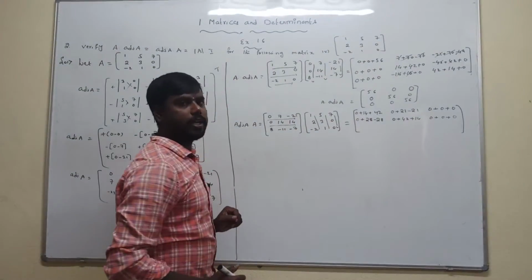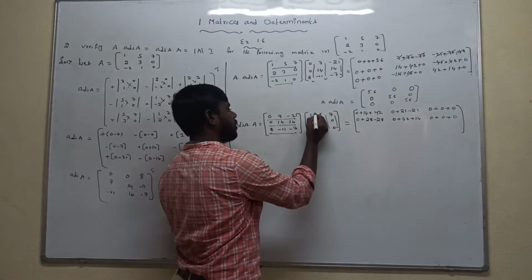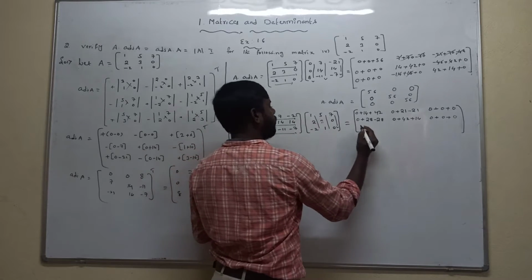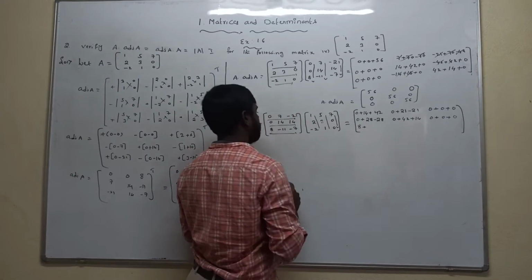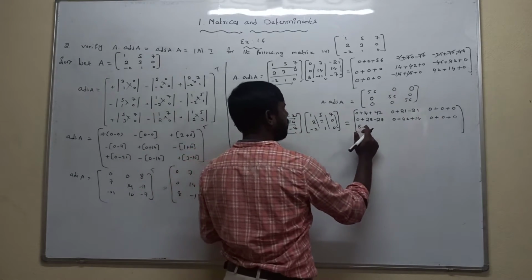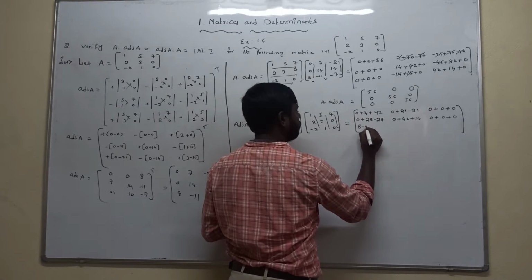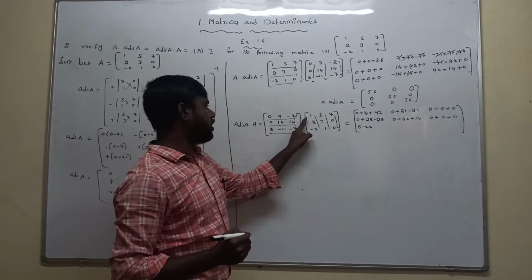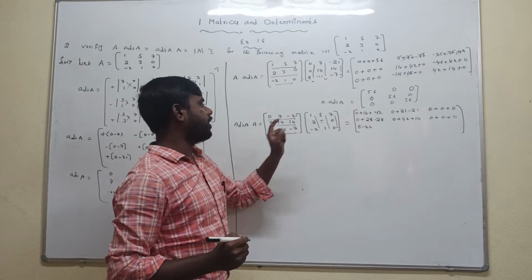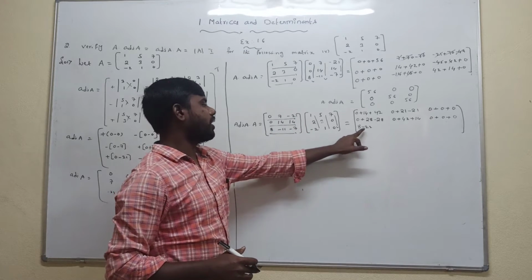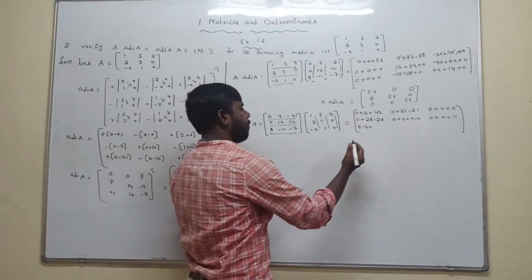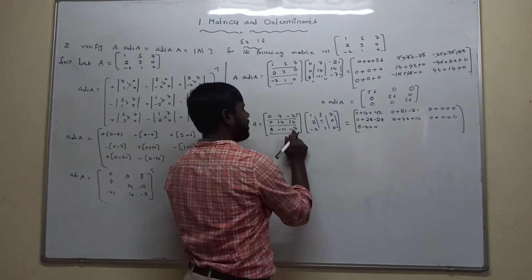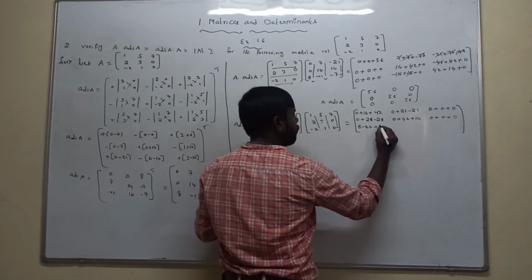Next, product with third row, first column. 8 into 1, that value is 8, plus minus 11 into 2, that is minus 22. Minus of plus, that value is minus 22, plus minus 7 into minus 2, that value is plus 14.